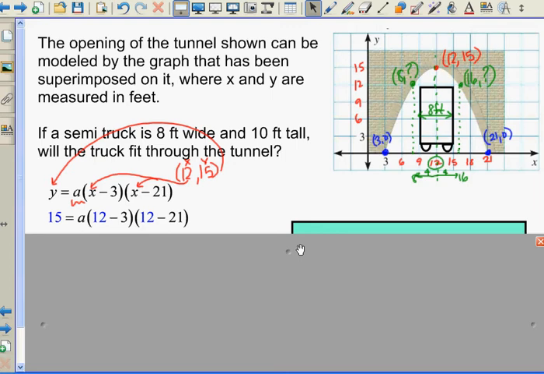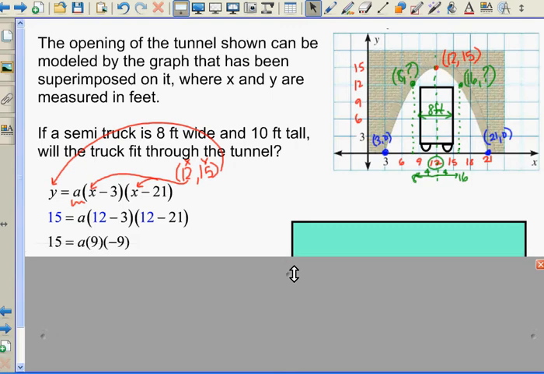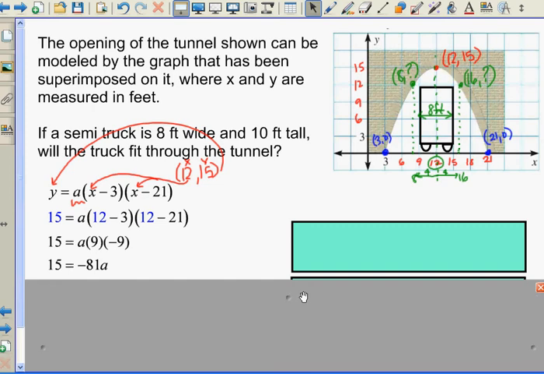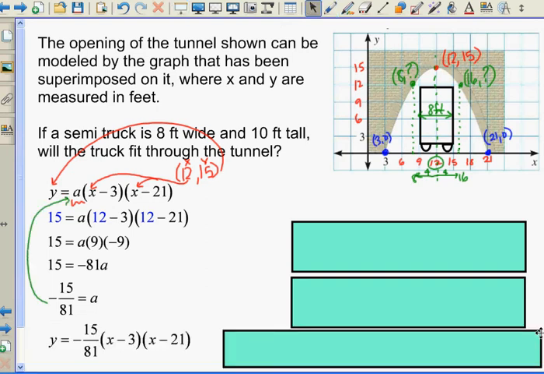So 12 minus 3 in that first parentheses is 9. 12 minus 21 in the second one is -9. 9 times -9 is -81. Divide that -81 away, and there is our A value. So it is ready to go back in for A, and then we'll have our full equation. And it looks like that. Again, it's in factored form instead of in vertex form, so it's a little bit different than the last two. But we can still work with it. It's still an equation where we can plug in x and see what we get out for y.